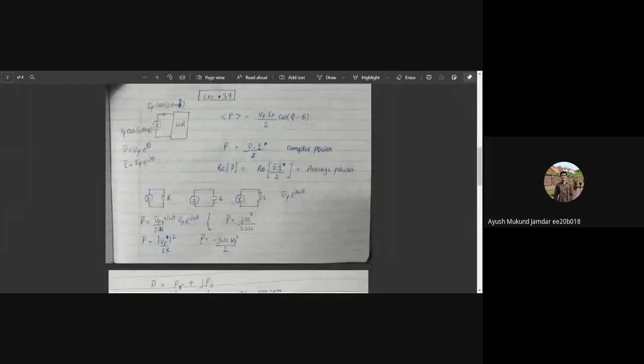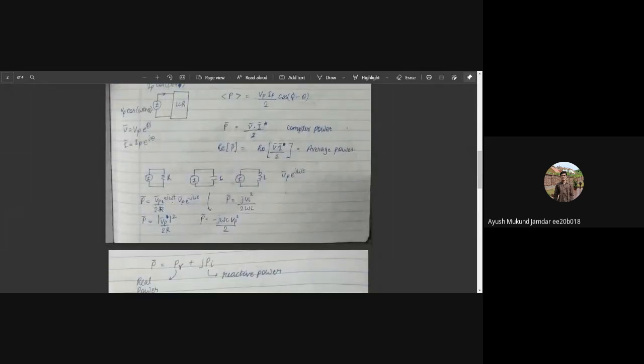Now, although that is the actual power, we define a few more terms. The first term being the complex power. Complex power is V bar I star by 2, the real part of which gives us the real average power. And this is how we calculate power delivered to different loads.